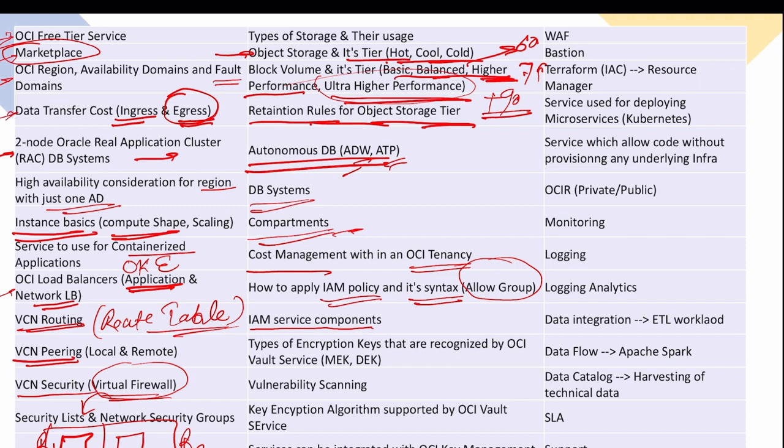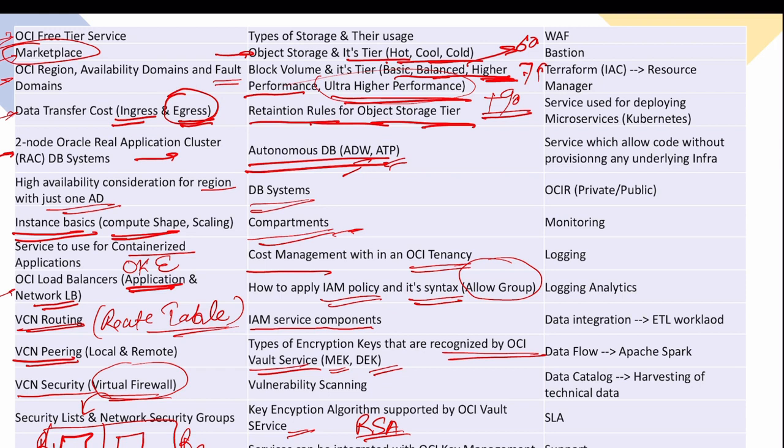Type of encryption keys that are recognized by OCI, the Vault service, that is master encryption key and data encryption key. Vulnerability scanning, if we talk about it, it will help us to scan our OCI environment, and it will help us find where we have the loophole. So on the basis of that, we can fix that issue. Then we have key encryption algorithms supported by OCI Vault. Just to keep in mind, like RSA and other algorithms we are having. You need to remember that thing, and you will get it in a study guide that I'll share with you, where you will get the study guide for this exam.